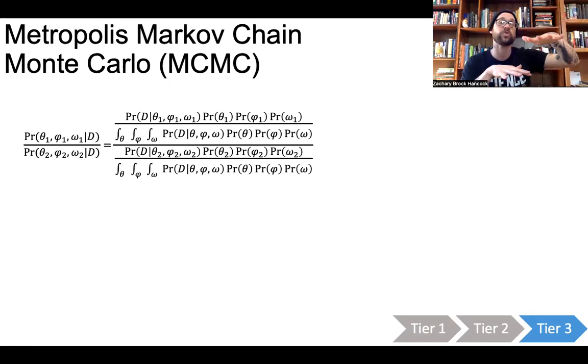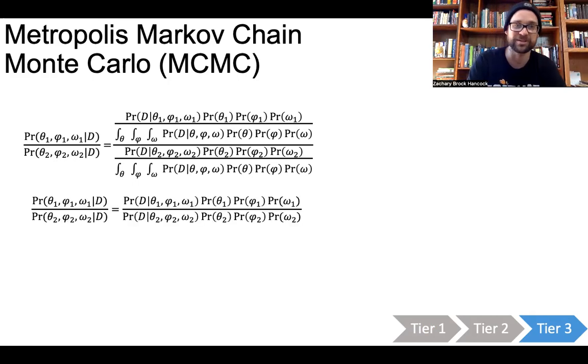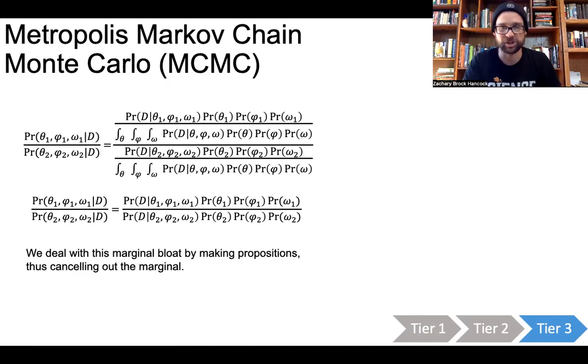And by doing this ratio, what actually happens is the marginal cancels out. We cancel out the marginal anytime that we do this ratio approach. So what we end up with is the probability of our first random draw divided by our second random draw. And then we just do this again and again and again. This way, we are completely removing that bloated marginal likelihood when we're doing our estimation.